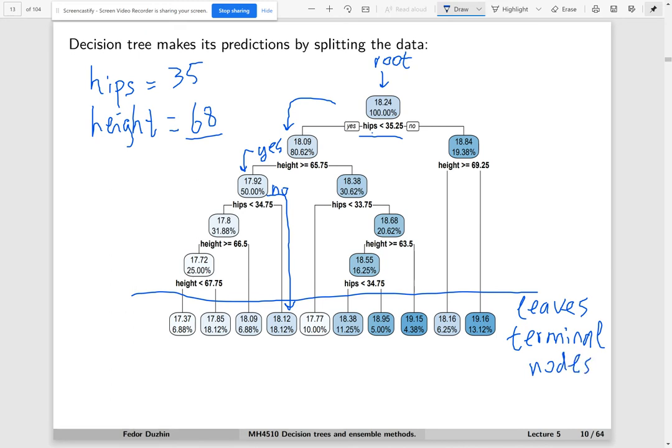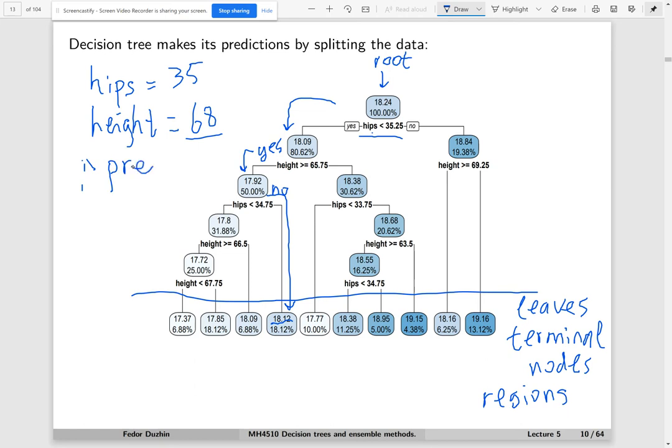And sometimes we will call them decision regions, so regions. I will explain why regions in a couple of minutes. But now, what does it tell us? It tells us that the prediction here is, well, somehow these two numbers are just coincidentally the same, 18.12, but this is just a coincidence. So this number 18.12 is our prediction for the decision tree.